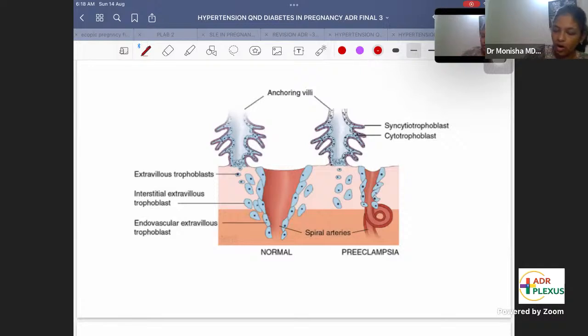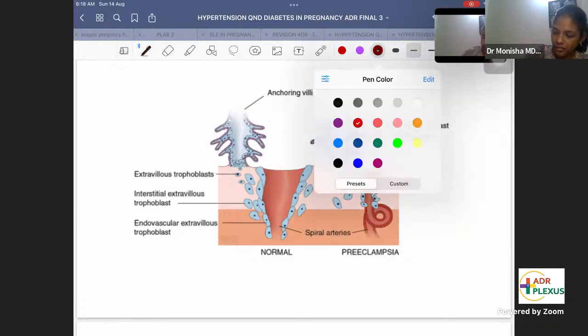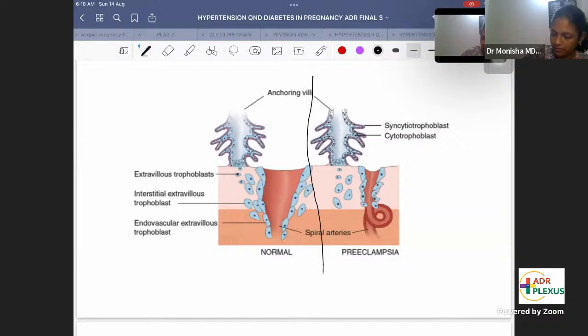So this is a normal placenta. We take this part as the normal. The anchoring villi, the outside is lined by the syncytial trophoblast, and the inside by the cytotrophoblast.